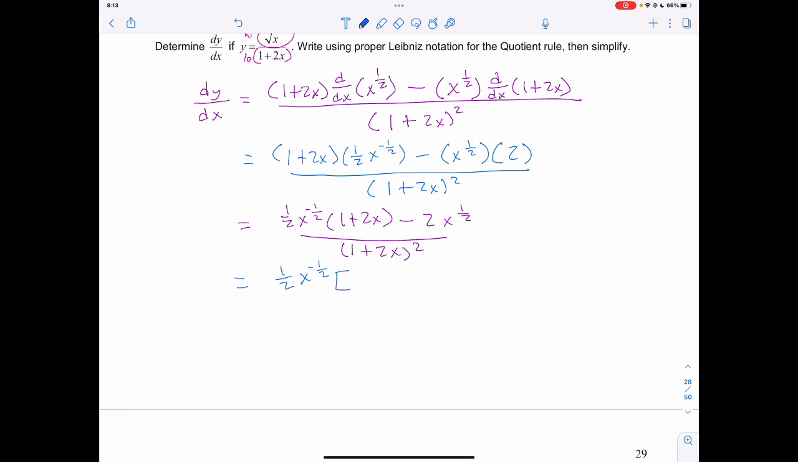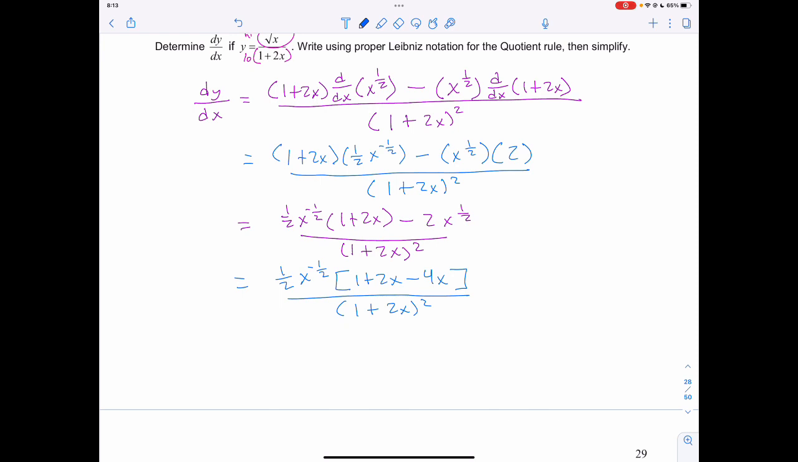When I pull it out of the first, it's just going to be 1 plus 2x. And when I divide negative 2x to the 1/2 by 1/2 x to the negative 1/2, that's just going to leave me with negative 4x. And that's all over 1 plus 2x squared.